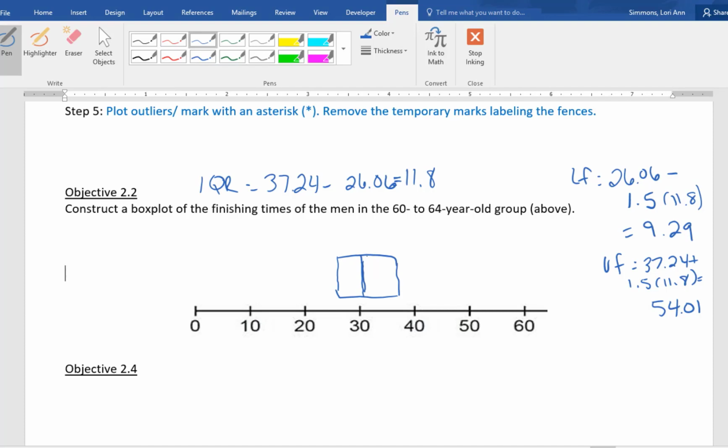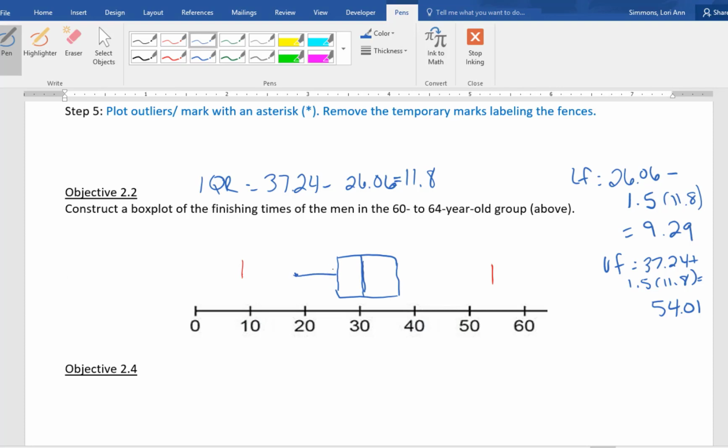The next step, label the upper and lower fences with a temporary mark. So I'm going to do this in red. So lower fence is about here, 9.29. Upper is about here. Step 4, draw a line from Q1 to the smallest data value that's larger than this. The min is 19.95, and that is larger than that. So we can connect that.